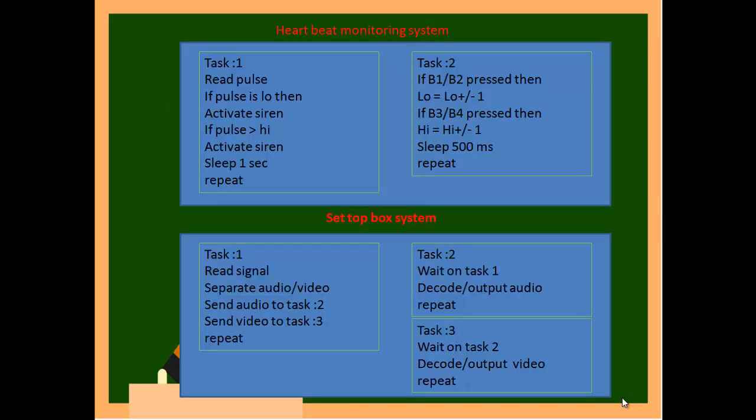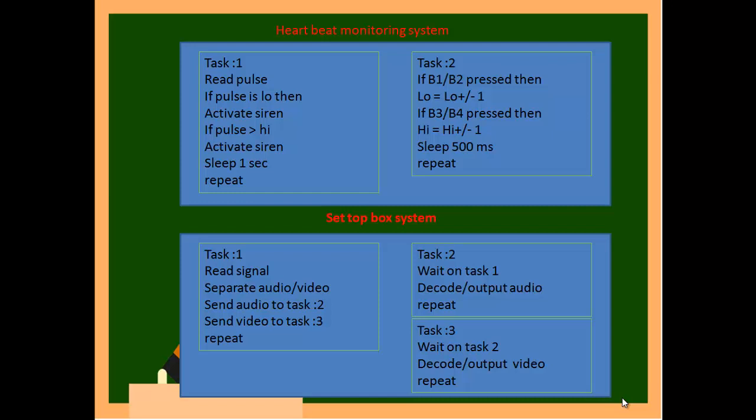Now for concurrent, let us see an example of a heartbeat monitoring system. In heartbeat monitoring, I will have two tasks. One is read pulse. If the pulse is low, then activate something. If the pulse is high, activate some other thing, then wait for some time and repeatedly do this, because it is not a single-time measuring. When you connect a heartbeat monitor to a patient in a hospital, this task has to be repeatedly done. If the pulse is going low, you will activate the siren, so that the nurse will come near you and see. If the pulse is high, again the siren should be activated, so the nurse has to come.